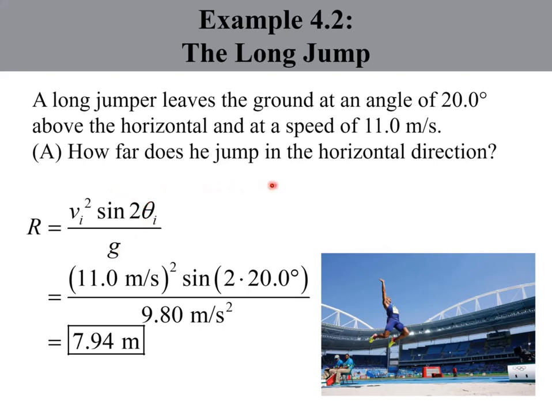So v is given. This is v initial, which means the resultant v, the speed of 11. It doesn't say that this is the x component or y component, meaning that this is the resultant vector. So vi, and the angle there is 20 degrees. And g is a constant, so we only need these two facts, theta and v. Putting these into the equation, we have maximum range equals 7.94.